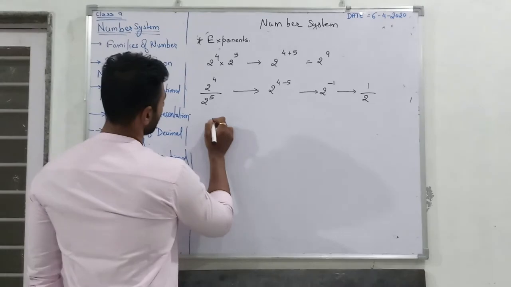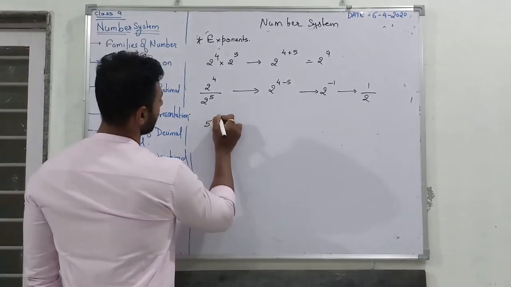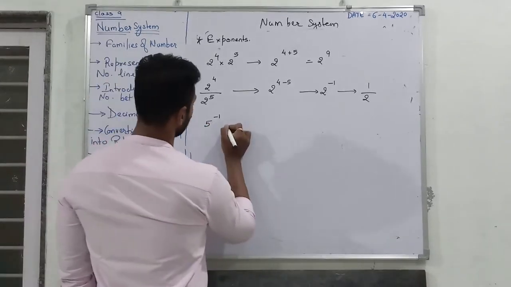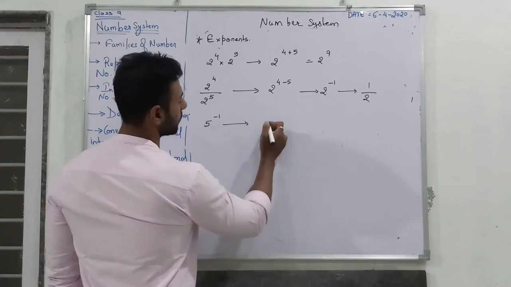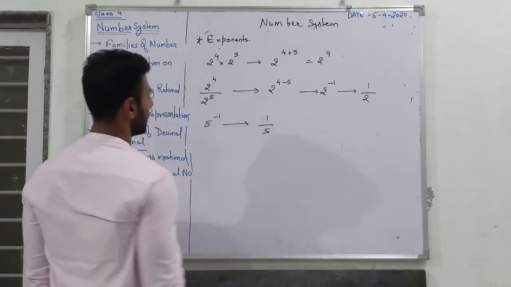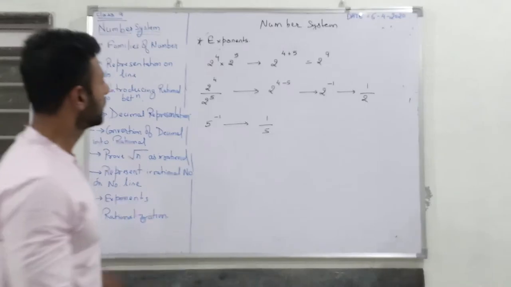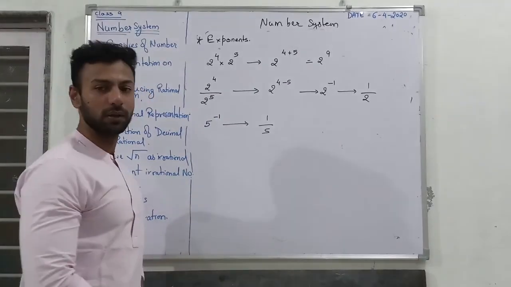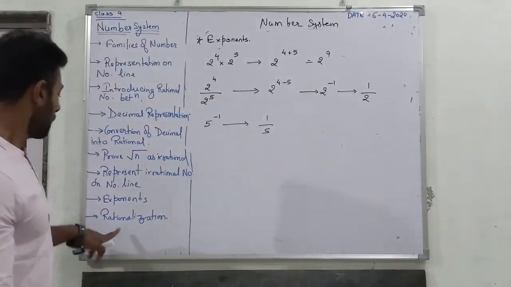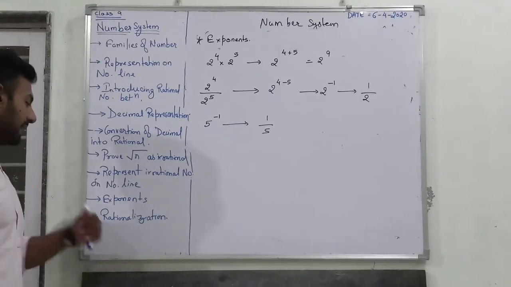Now let us see one more example. 5 to the power minus 1 can also be written as 1 by 5. Okay. So these are the examples of how we can solve the exponents. Now let us move to the other part, rationalization.